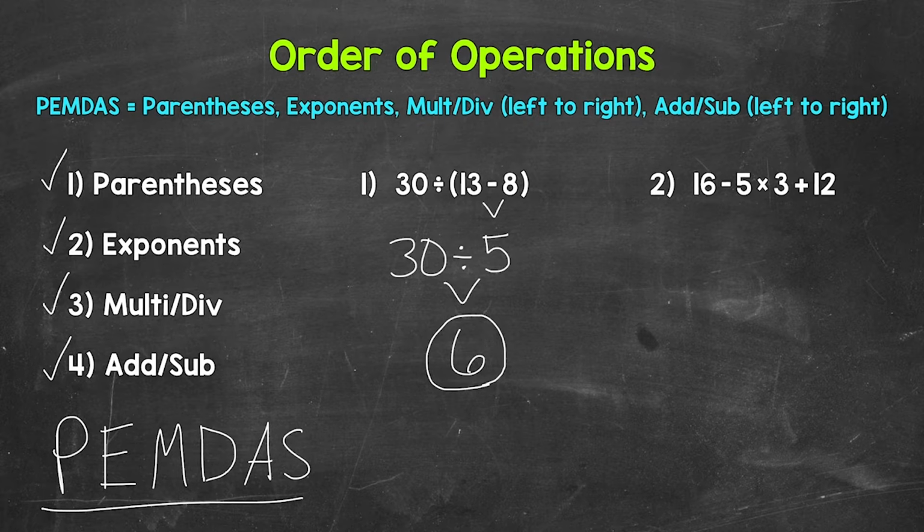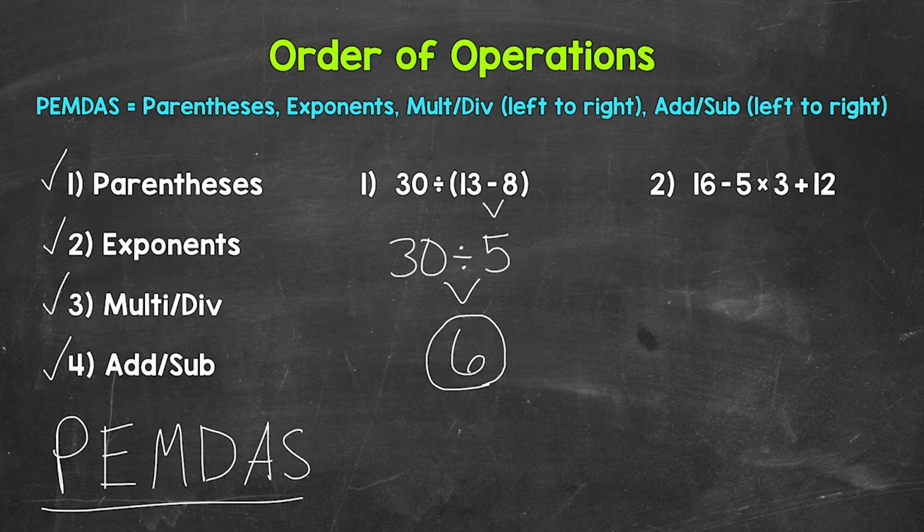So for number 1, we worked through the order of operations. We started with parentheses, then we brought down everything we did not use, and we ended with 30 divided by 5, which gave us 6. Let's move on to number 2, where we have 16 minus 5 times 3 plus 12. Let's work through the order of operations.